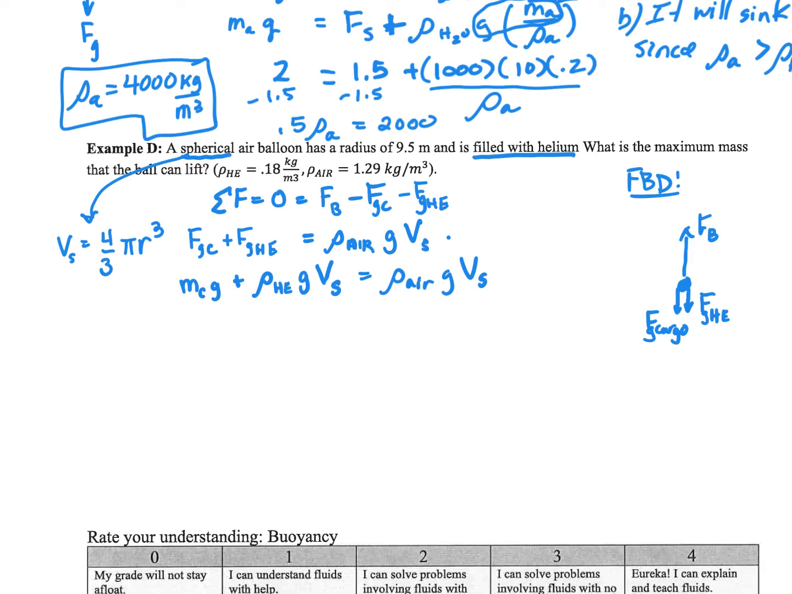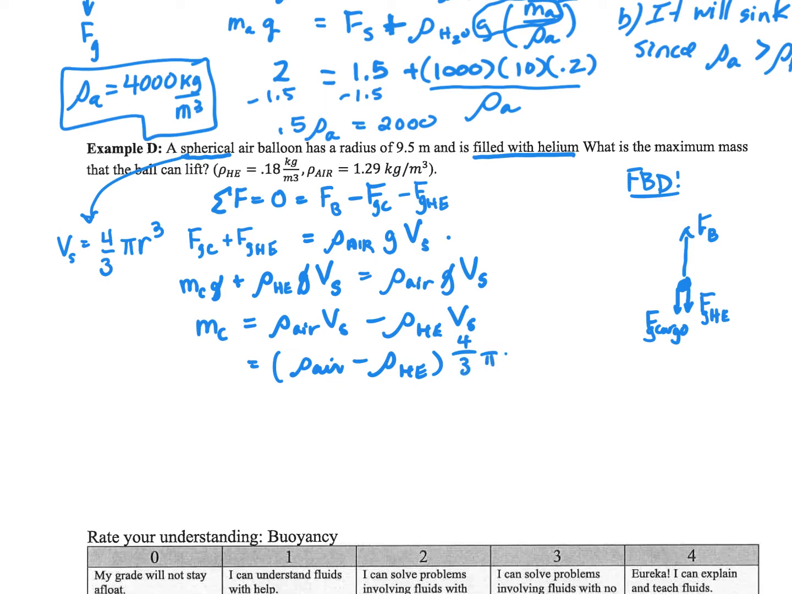All right. What do we notice about all of these? Gravity. Just cancel those out. Gravity's irrelevant. So the mass of the cargo is going to be equal to the density of air times the volume of the sphere minus the density of helium times the volume of the sphere, isn't it? Well, we can pull the volume of the sphere out, so we only have to do that calculation once. So density of air minus density of helium times 4/3 pi r cubed.